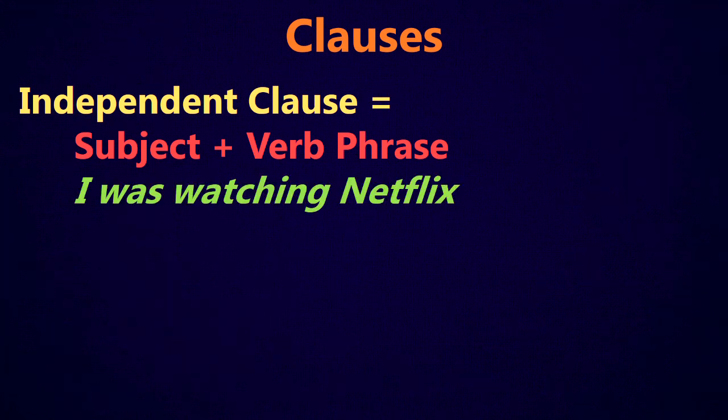For example, I was watching Netflix. This is a complete independent clause because it can be a sentence by itself. So I is the subject, was watching is the verb, and Netflix is the object.